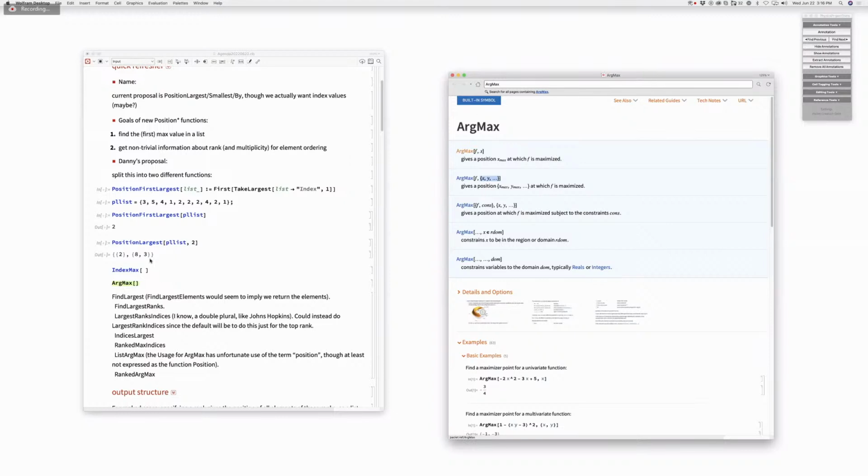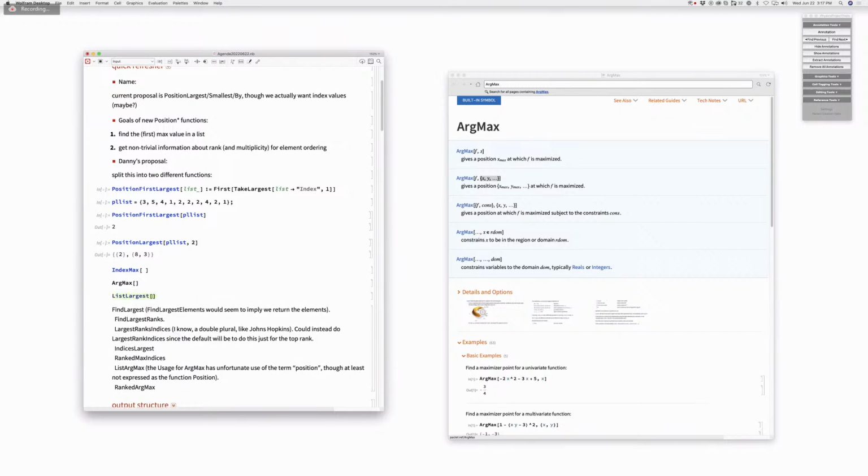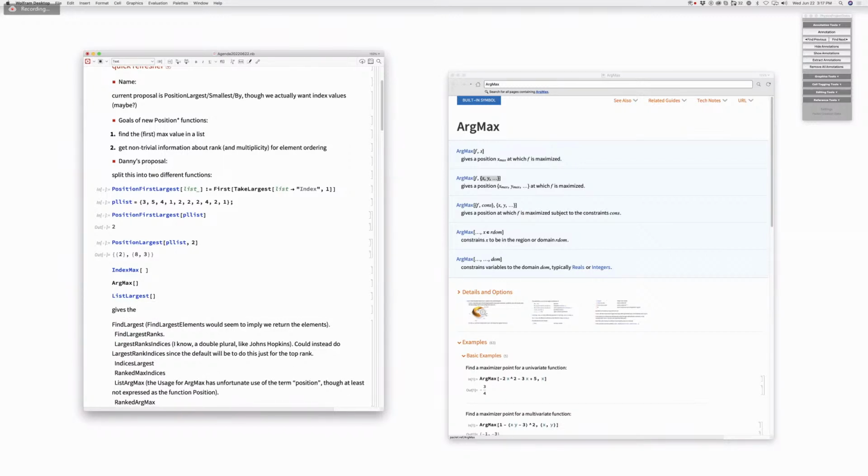Let's think. That's terrible. Largest. What are the words? The description is, gives the index of the... See, but it doesn't give the index. It gives a list, doesn't it? Because it doesn't know whether there's a single largest index. Right. List max indices is another permutation of these that I did not put on here, but it's not argmax at least.